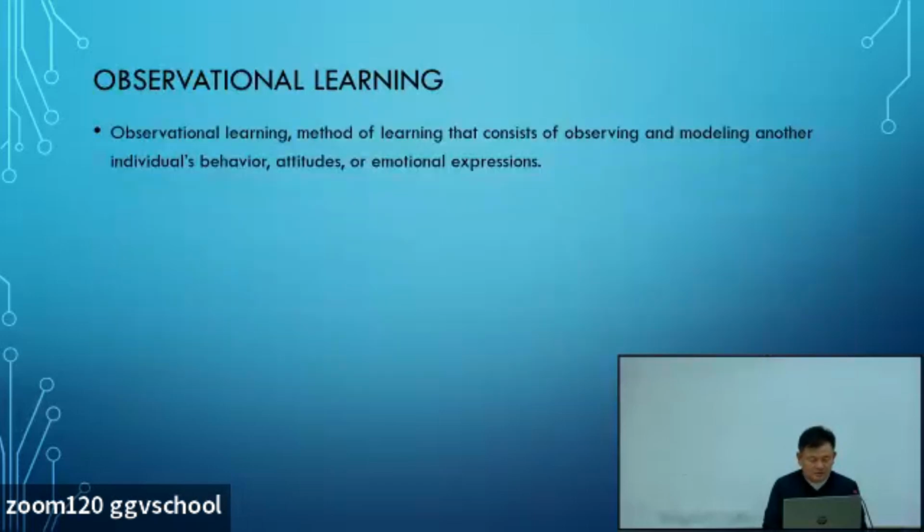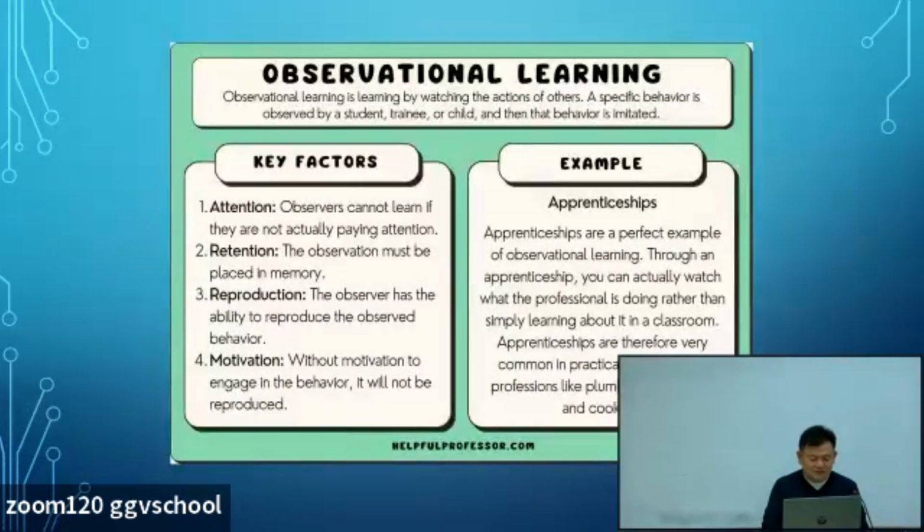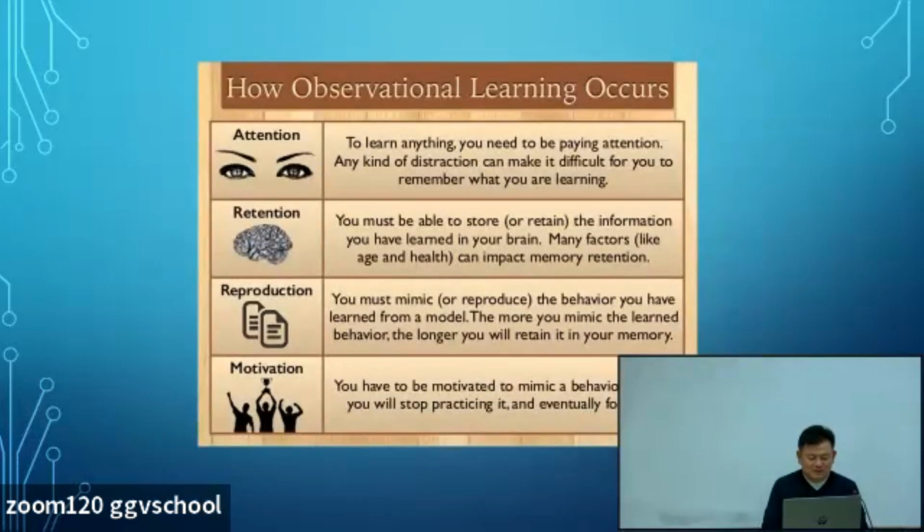And also observational learning. Observational learning involves individual behavior, attitude, and emotional expression, and then we can learn from them. This is observational learning. The first factors of observational learning are attention, retention, reproduction, and motivation. This is how learning follows. Observational learning occurs as in the same pictures.